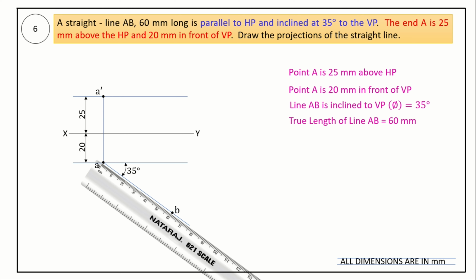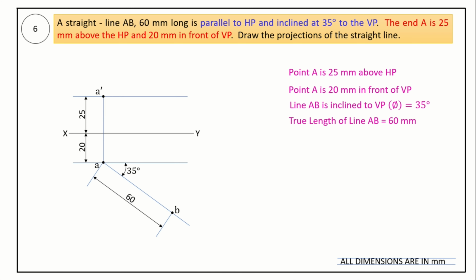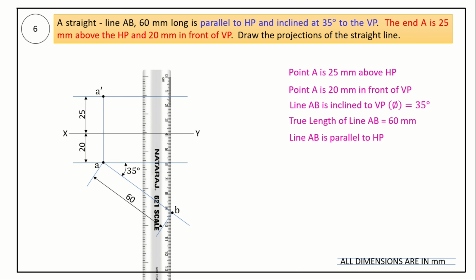Here, AB line measures the true length of the line equal to 60 mm and the line AB is inclined to XY by an angle equal to 35 degrees. So, the length of AB is 60 mm. Now, it is given line AB is parallel to HP. So, from the point B, draw a projector. It cuts the line parallel to XY through A' at a point B'.